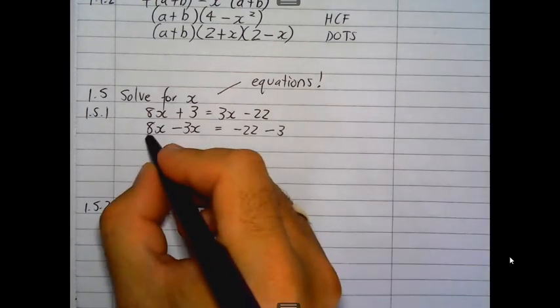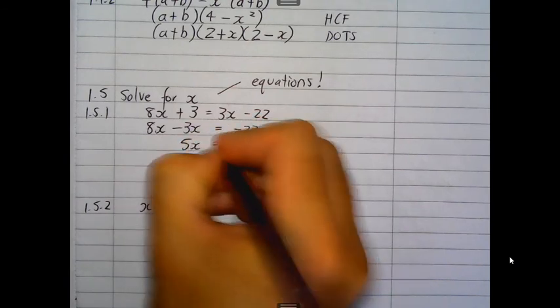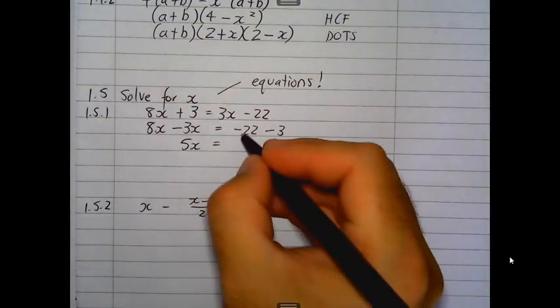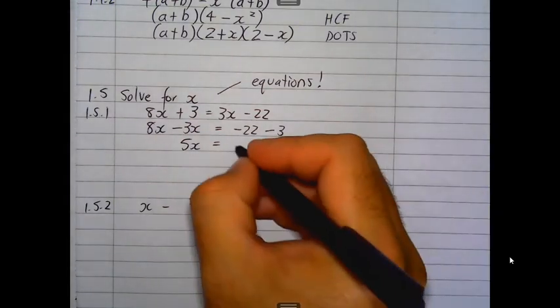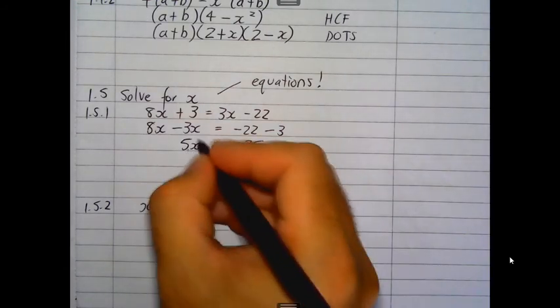8x minus 3x, how many x's? 5x. Negative 22 minus another 3. What is negative 22 minus another 3? Negative 25. And the last step, I want to get this x on its own.